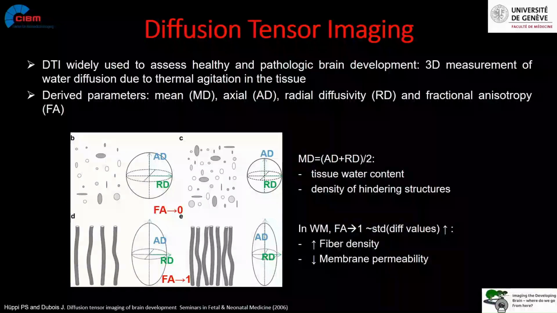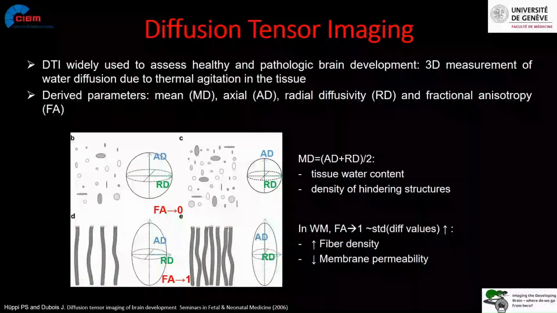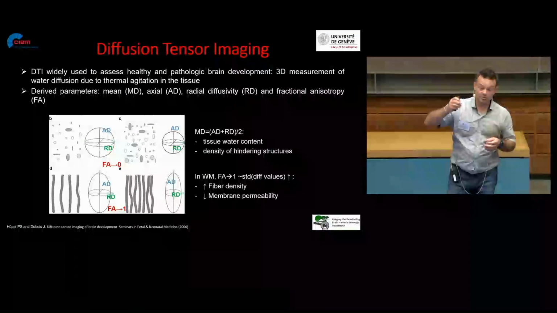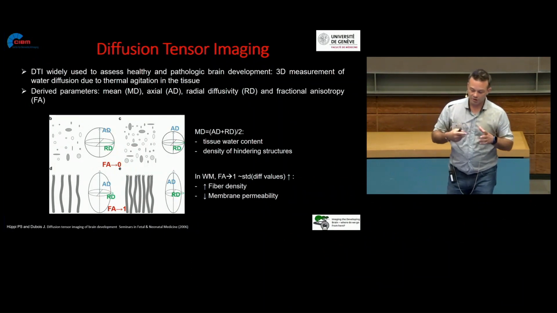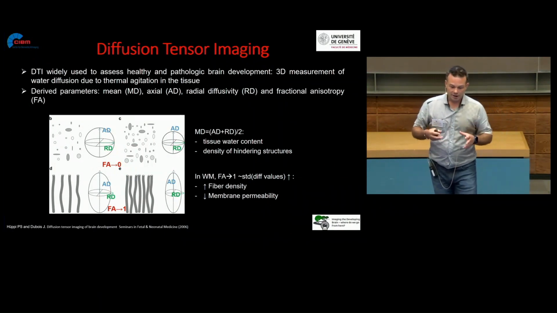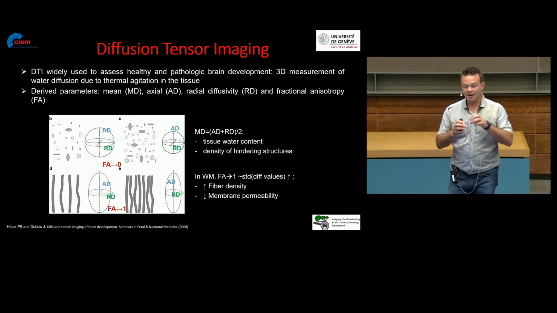So the mean diffusivity, which corresponds to the ADC that was exposed before. You have the axial diffusivity, which is the diffusivity value along the principal diffusion direction. The radial diffusivity, which is perpendicular to the principal diffusion direction. And the fractional anisotropy, which roughly corresponds to the deviation between these axial and radial diffusivity.